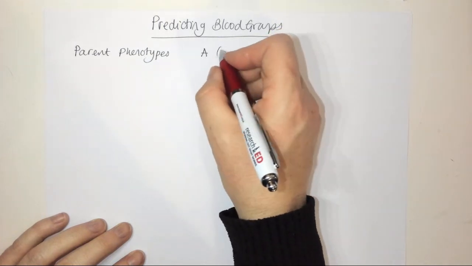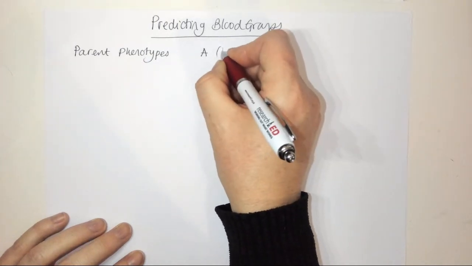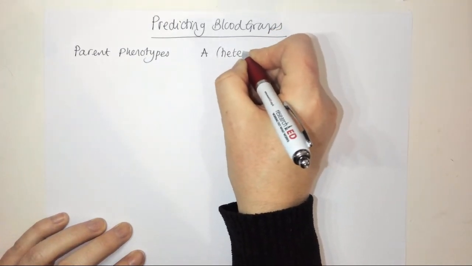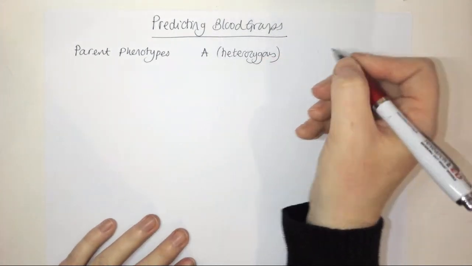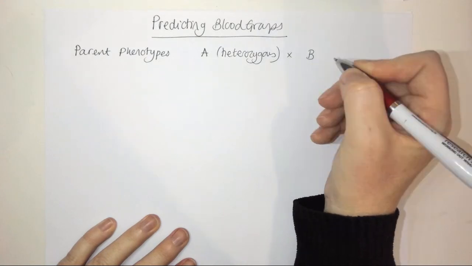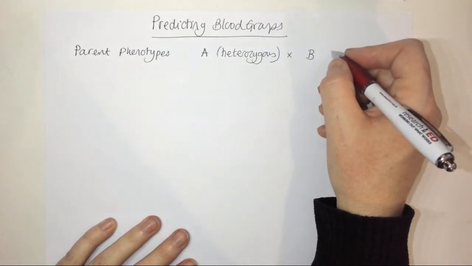Okay. Here we have, sorry, I was going to say this was heterozygous. And somebody with blood group B, I'm going to make blood group B heterozygous as well.